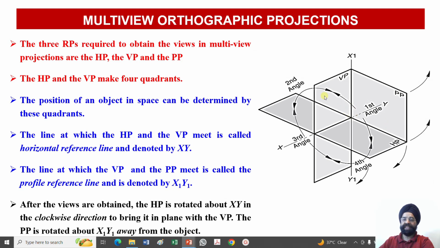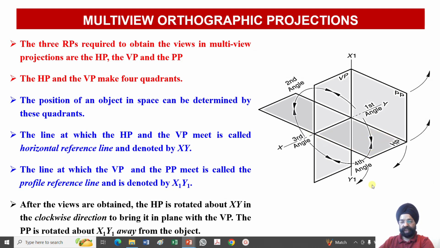Why? Because one set of projection, the front view, will be obtained on the vertical plane, and the top view will be obtained on the horizontal plane. These two views are obtained on mutually perpendicular planes, but I have to draw them on a 2D plane, that is my drawing sheet or my computer screen. So the projections obtained on the vertical plane will stay in their position because they were obtained straight away, whereas the projections obtained from the top were obtained on the horizontal plane, which is at 90 degrees to the vertical plane.